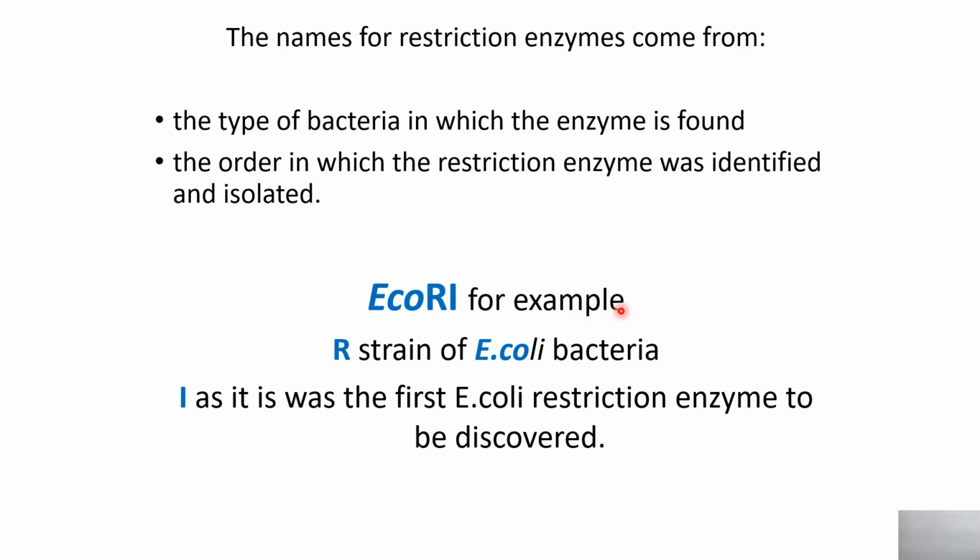The names for restriction enzymes come from the type of bacteria in which the enzyme is found. That is how the nomenclature is done, along with the order in which the restriction enzyme was identified and isolated. So EcoRI, for example: Eco is from E. coli, R is the strain of E. coli, and I because it was the first E. coli restriction enzyme to be discovered. So EcoRI.